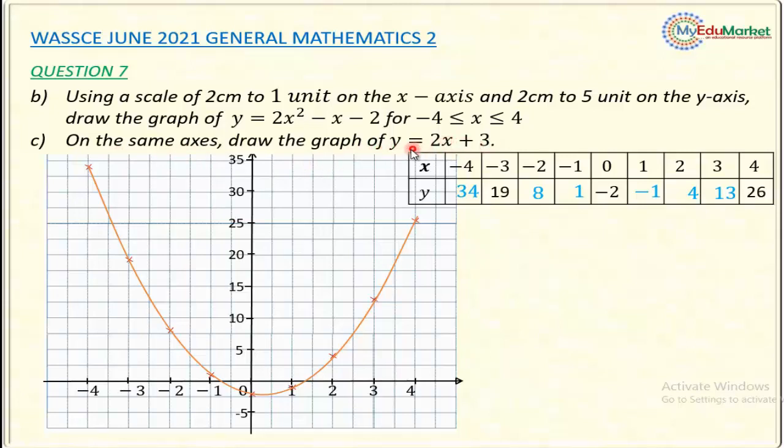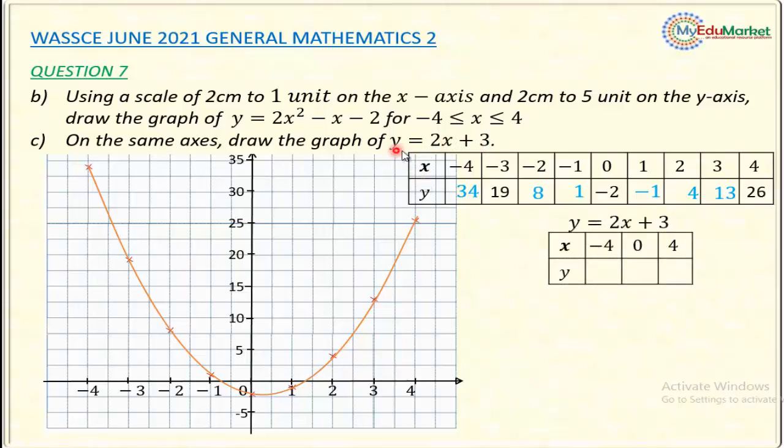To draw any graph, you have to have a table of values. So I'll have a small table for this also. As this is a straight line, not quadratic, you can use just 3 values of x. So I decided to take the first and last, then somewhere in the middle. So I have x = -4, x = 0, x = 4. You are very much free to take any 3 values here. This is the one I decided to take. It is going to give me a straight line, so 3 points are enough.